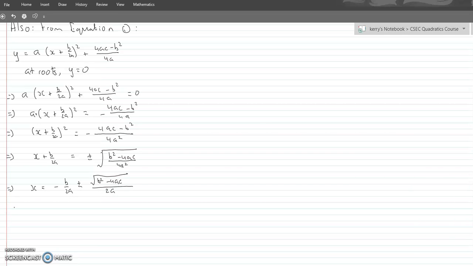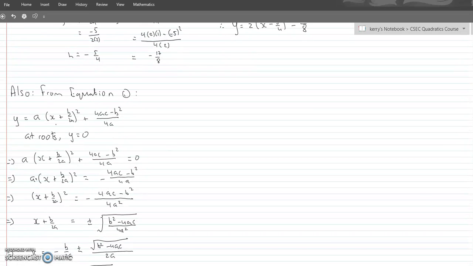Now, notice I have two fractions with the same denominator. If I have 8 over 10 plus 1 over 10, 8 plus 1 is 9 over 10. So when I have the same denominator, I can add the two fractions. So this becomes minus b plus or minus the square root of b squared minus 4ac all over 2a. And this thing here is what you call the quadratic formula. Now, what is this used for?